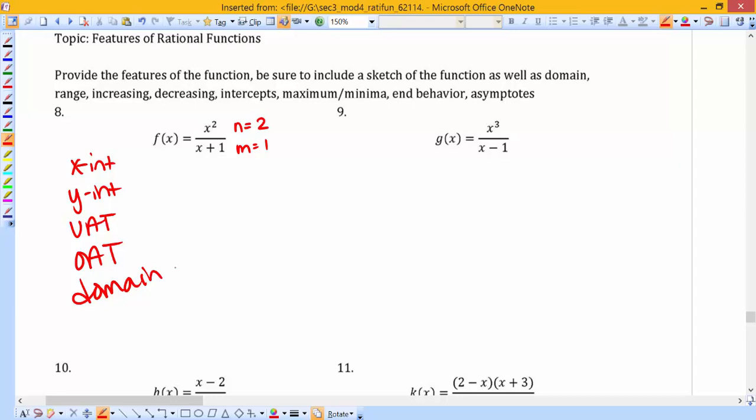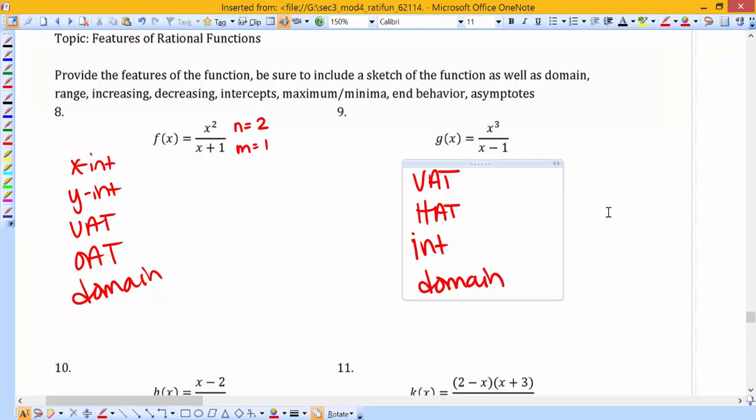So find those. But for everything else, I want you finding the vertical asymptotes, horizontal asymptote, if there is one, the intercepts, domain, and then from that, I want a quick graph after you've tested some points, and then from there, you guys can find your range and where the function is increasing or decreasing and the end behavior.